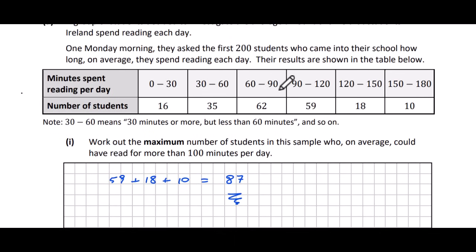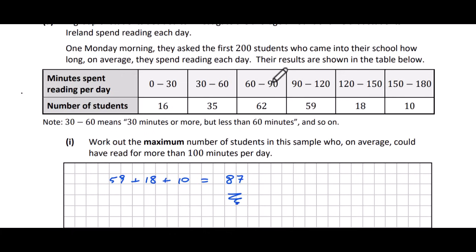Now it's impossible to say here what the median is going to be exactly, because these 62 students could have spent 60 minutes per day reading. They could have spent 89 minutes per day reading. You don't know what way these 62 students' number of minutes reading per day is spread out between 60 and 90. So it's really impossible. So the best estimate that we can make really is somewhere between 60 and 90.